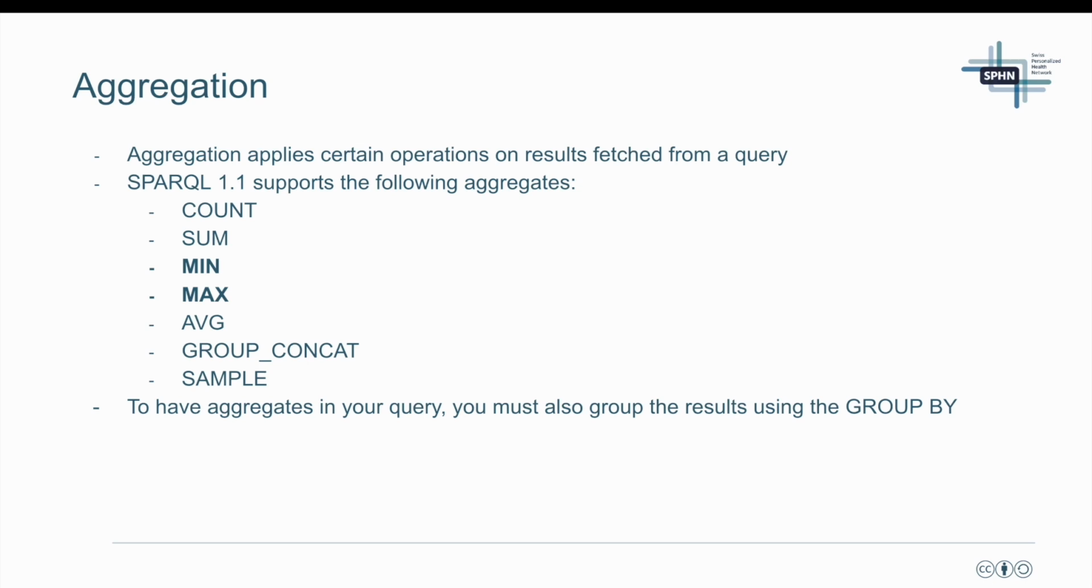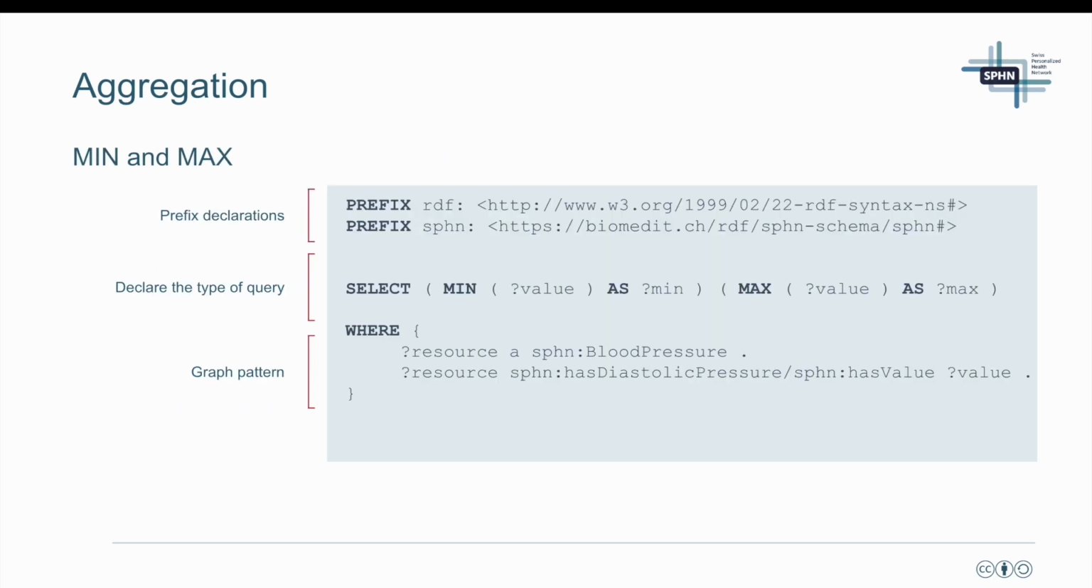Now, for the sake of an example, we will look at the min-max aggregation in SPARQL. The query we see here is to fetch all instances of type blood pressure and get the corresponding value for diastolic blood pressure. After which, we apply the min operation to the value and bind it to the min variable, and apply the max operation to the value and bind it to the max variable. So the final result would be a table with the min-max values of diastolic pressure.